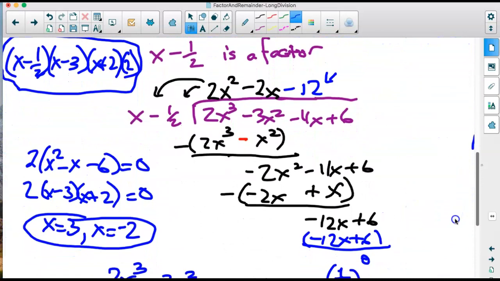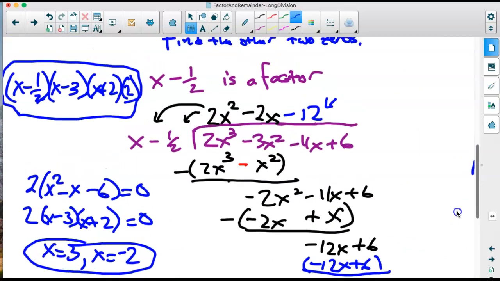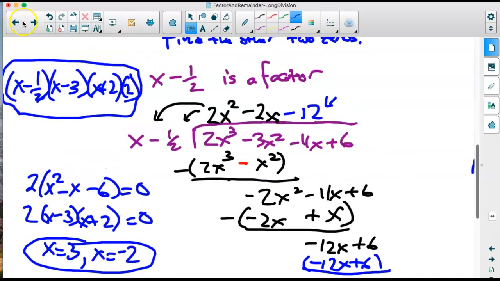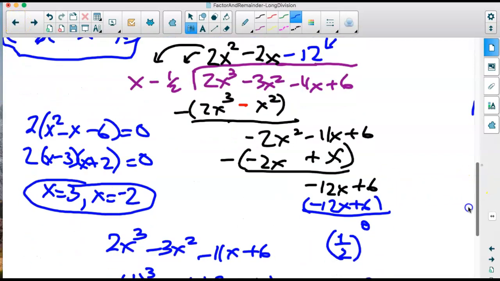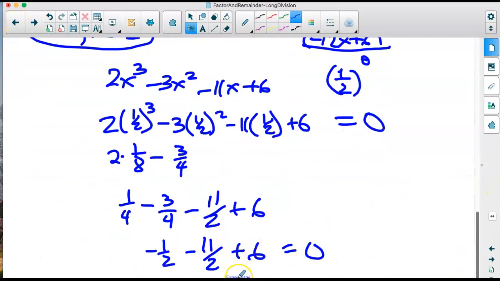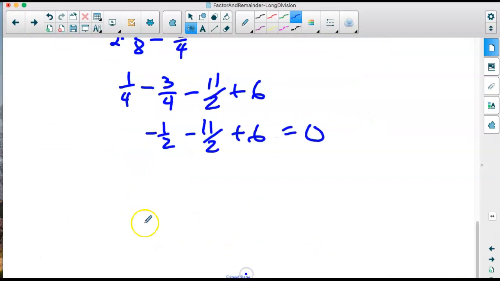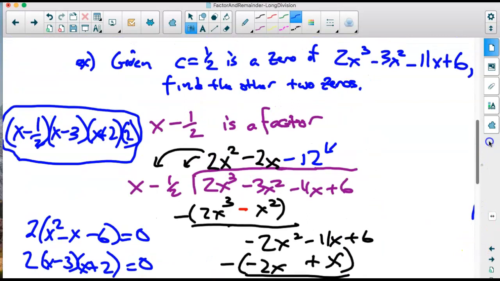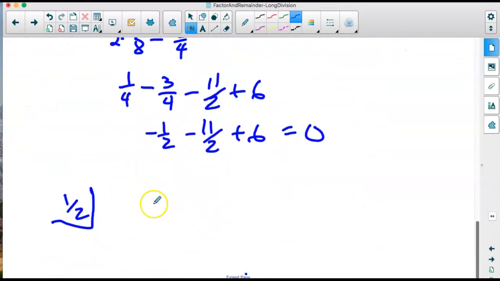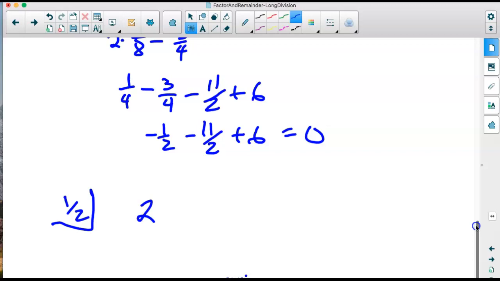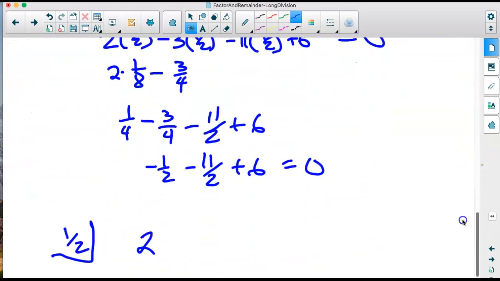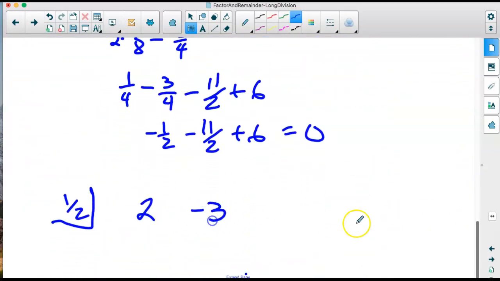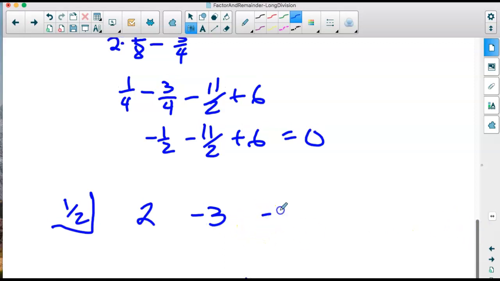Now we can also divide this one and get the answer. Let's see, you've got to divide by x minus 1/2. So if I was doing this by synthetic division, let's put it on this page. I'm going to put in the 1/2 because that's my factor. 2x cubed, so that means I have a 2. X squareds, I have -3. And x's, I have -11. And constants, I have +6.